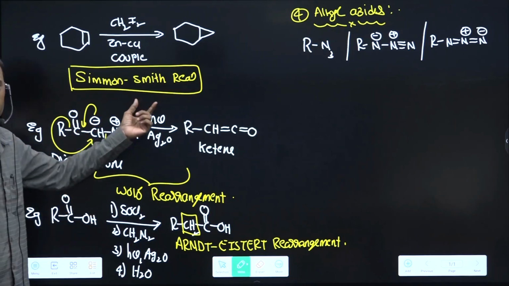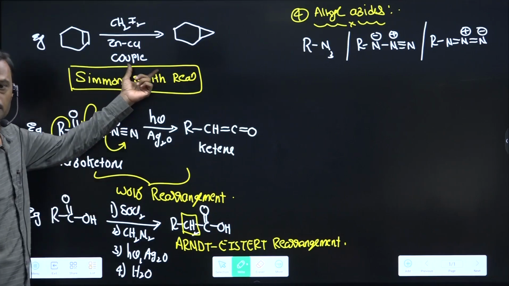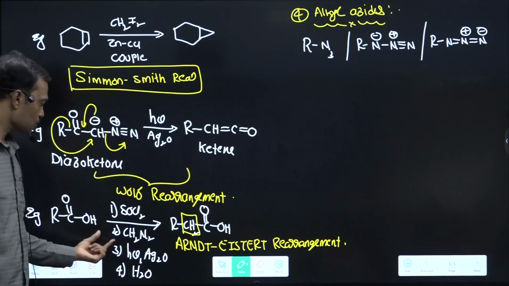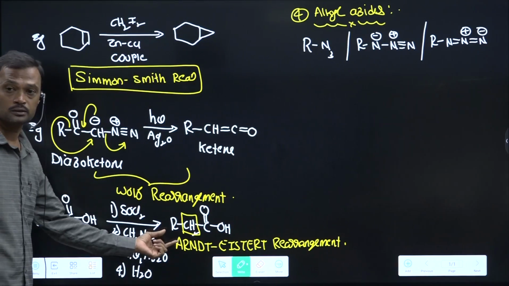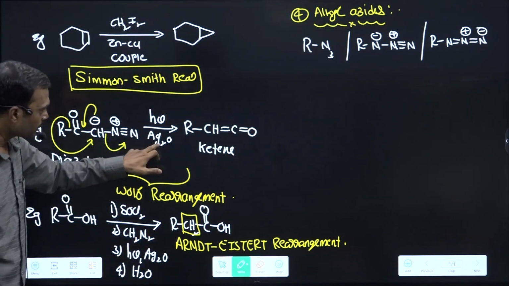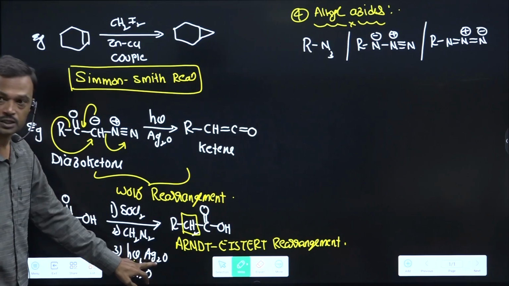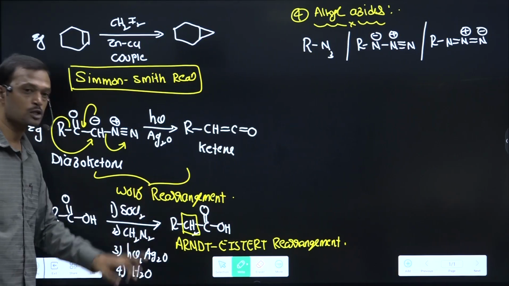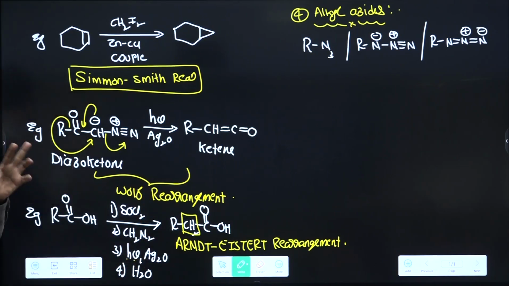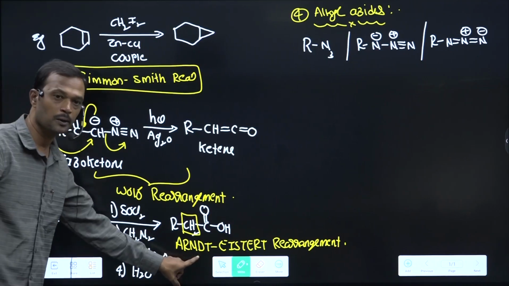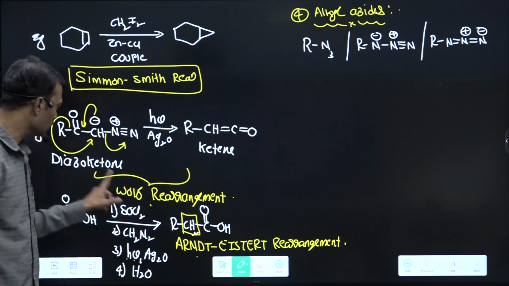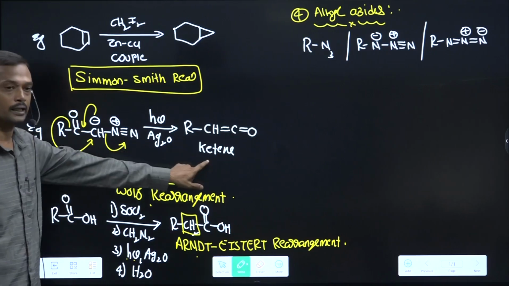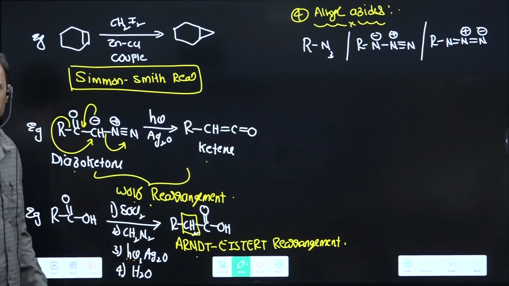Wolff rearrangement intermediate is carbene. Simmons-Smith intermediate is carbene. So even Arndt-Eistert intermediate is carbene. See, here photochemical silver 1 oxide, here also photochemical silver 1 oxide is given. This step is Wolff rearrangement. Within Arndt-Eistert there is a Wolff rearrangement. Wolff rearrangement is not a separate reaction. While doing any Arndt-Eistert, in the middle one step is there, that step belongs to conversion of diazoketone to ketene. That is called Wolff rearrangement.